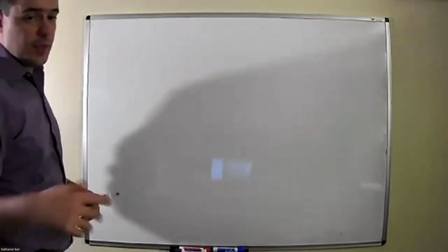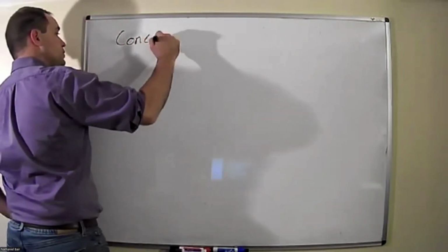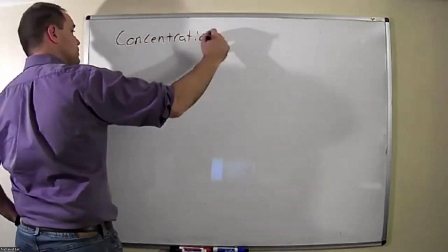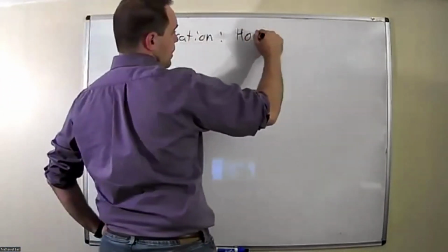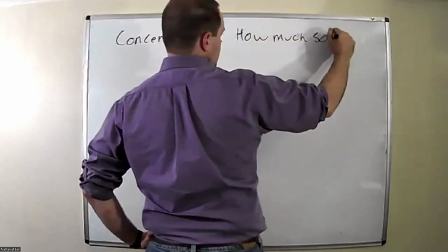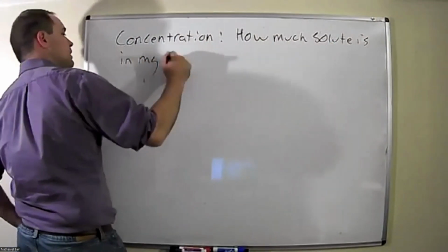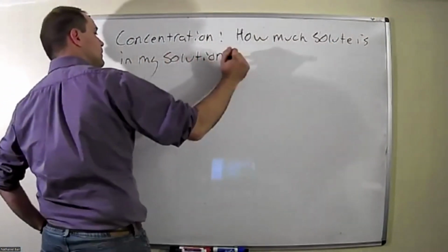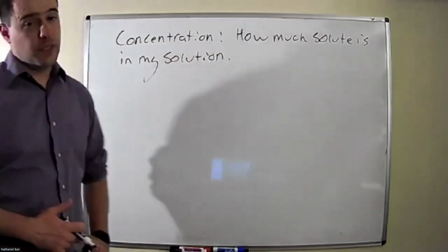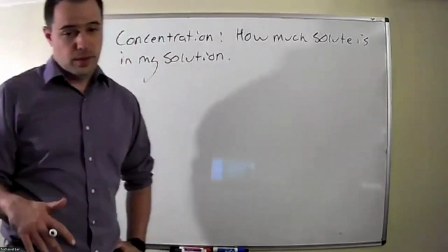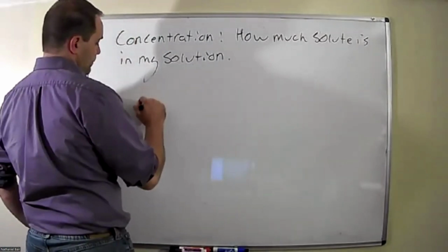So molarity is a chemist's preferred way to represent concentration. So let's talk about concentration. Concentration tells you essentially how much stuff is dissolved in your solution. So how much solute is in my solution? And chemists, there are many ways to represent concentration. If you take Chem 102, it's actually what we start with. But the preferred way for a chemist is to use molarity.